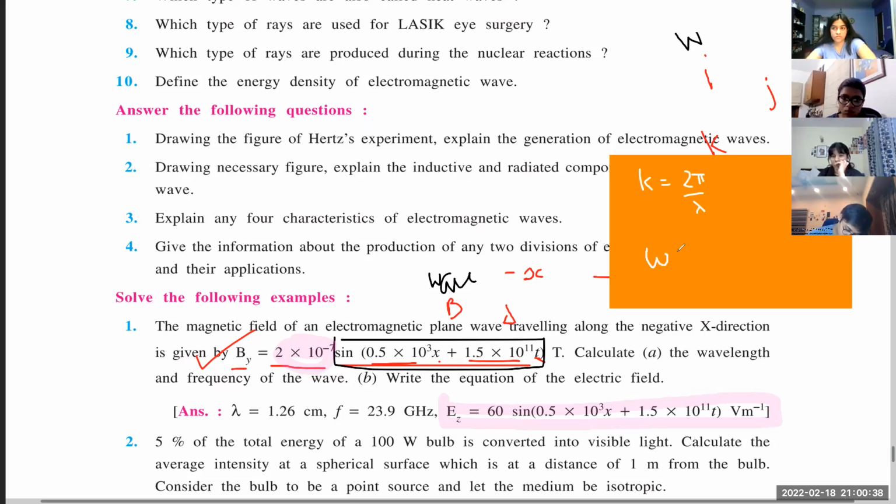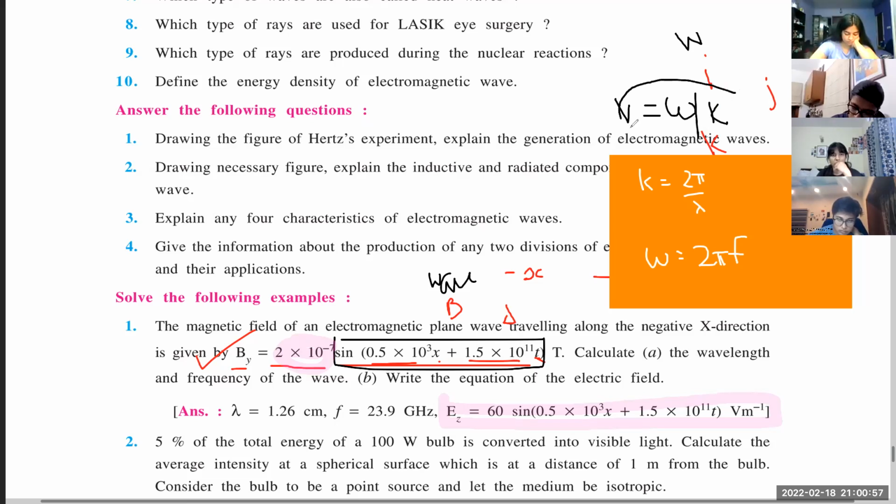दूसरा फॉर्मूला ये होता है ओमेगा इज 2 पाई एफ, ठीक है? और एक फॉर्मूला और होता है कि वेव स्पीड जो होती है वो होती है ओमेगा बाई के. इसमें ओमेगा की वैल्यू और K की वैल्यू लेकर ओमेगा बाई के करो, देखो कितना आ रहा है.